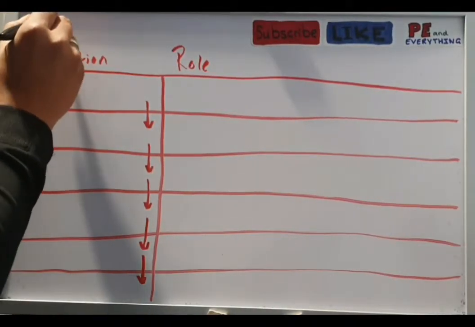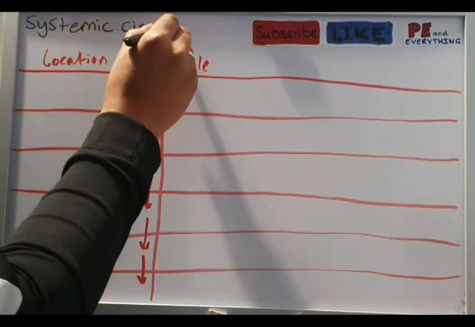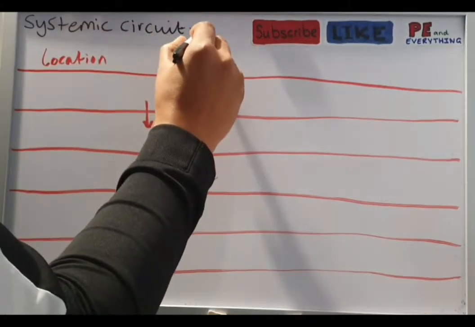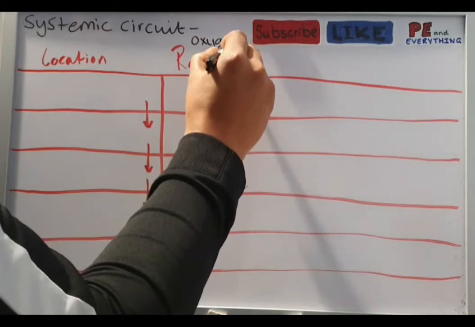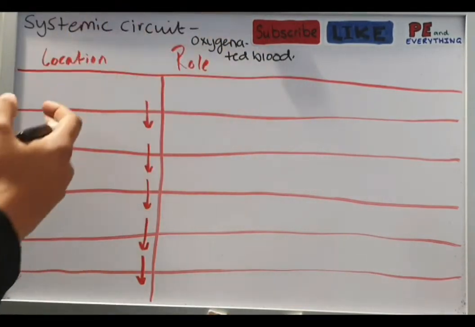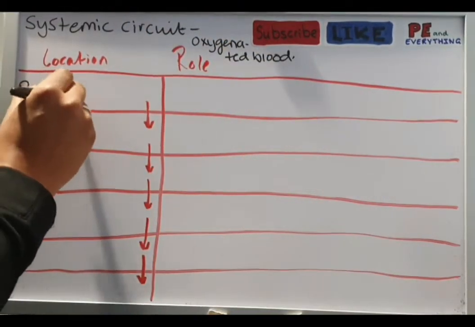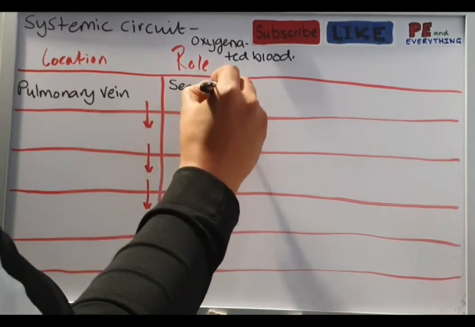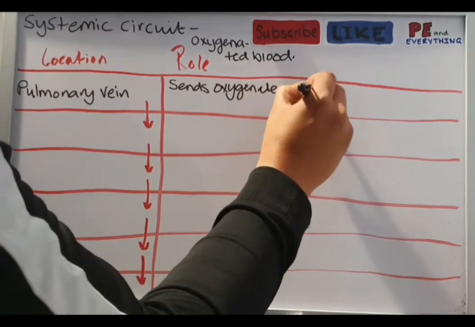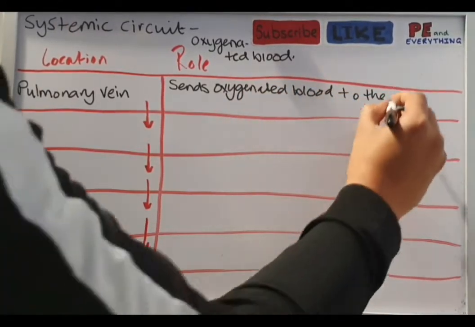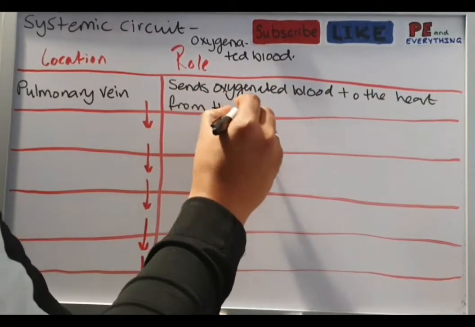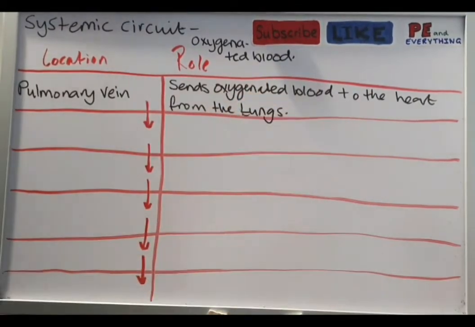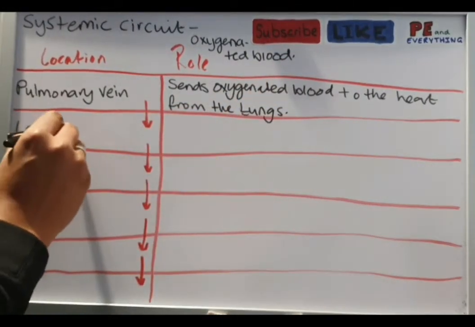Now we are moving on to the systemic circuit. Remember, pulmonary circuit means it deals with deoxygenated blood. The systemic means it deals with the oxygenated blood. So the first stage would be the pulmonary vein. Remember, vein meaning carrying blood back to the heart. Pulmonary meaning dealing with the lungs. So the role would be it sends oxygenated blood to the heart from the lungs.